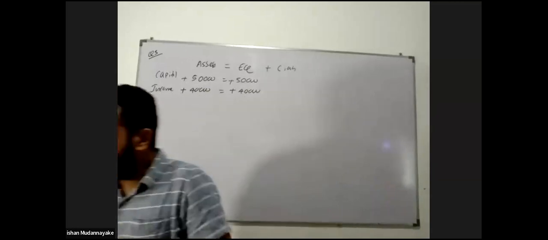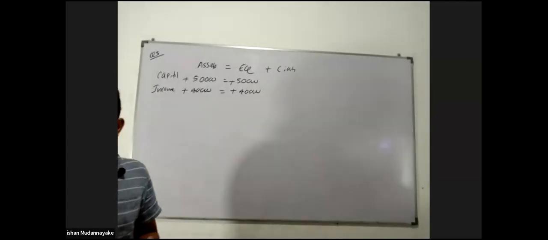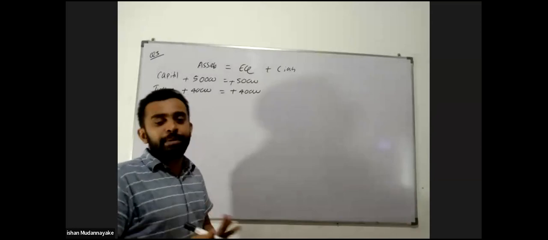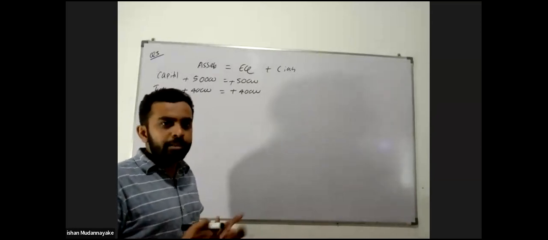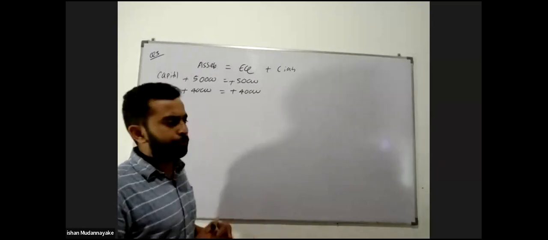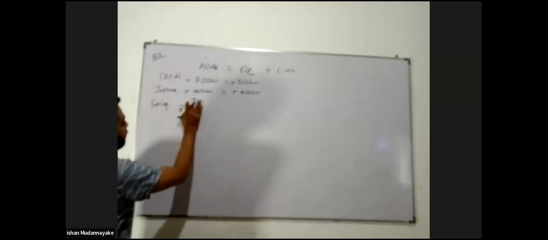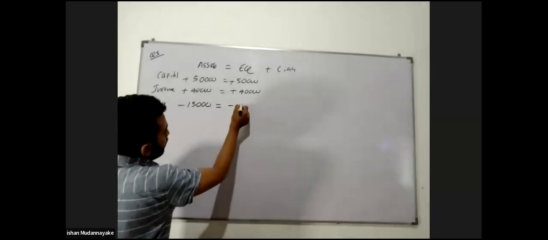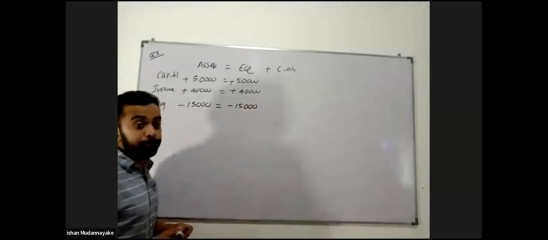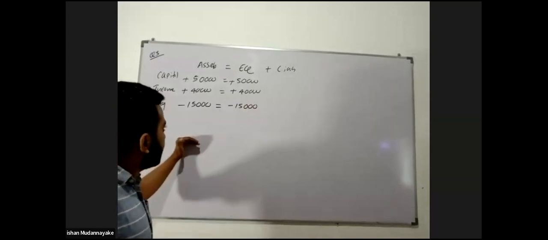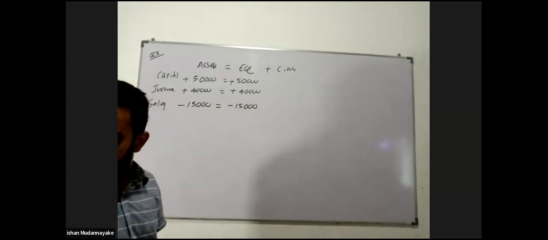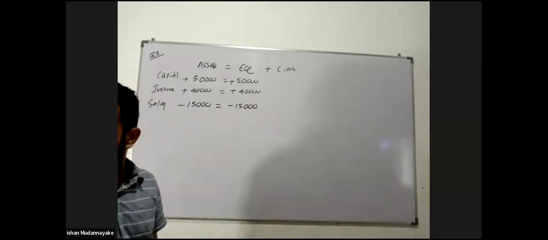Let's say the business organization paid an expense. Salary expense 15,000. Cash minus 15,000, equity minus 15,000. The business paid 15,000 in cash for salary. Asset minus, equity minus.